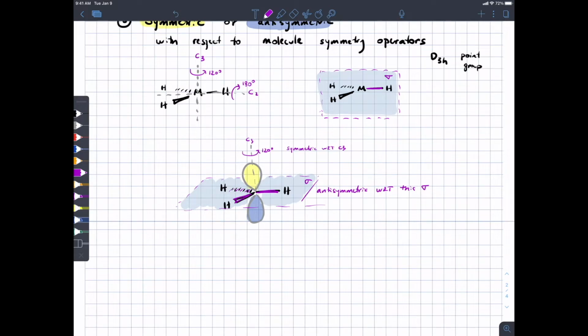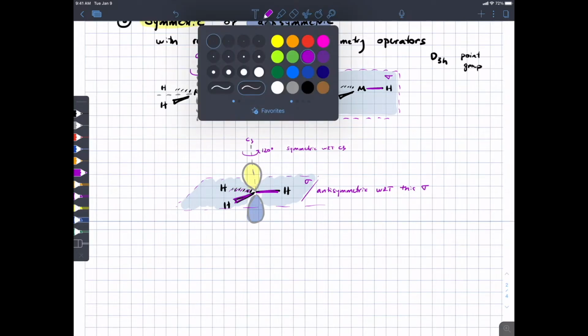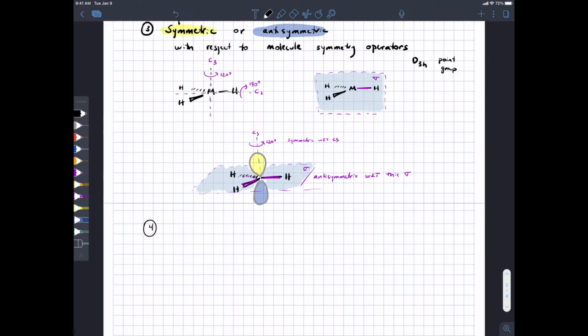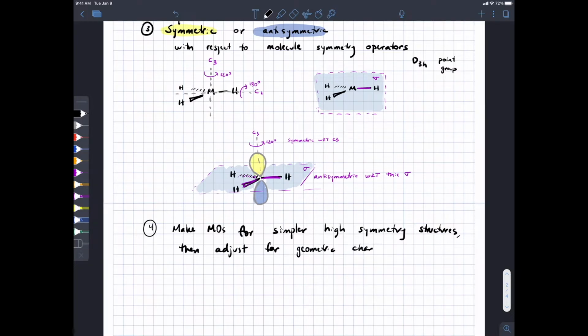All right, and we'll see that the orbitals we generate are going to obey this principle, and sometimes that will affect our choices. Okay, so principle number 4 is that in generating orbitals for complicated molecules, we're going to make the MOs for simpler high symmetry structures. Then we're going to adjust for geometric distortions or changes. That doesn't make sense right now, but you'll see it as we make these orbitals.